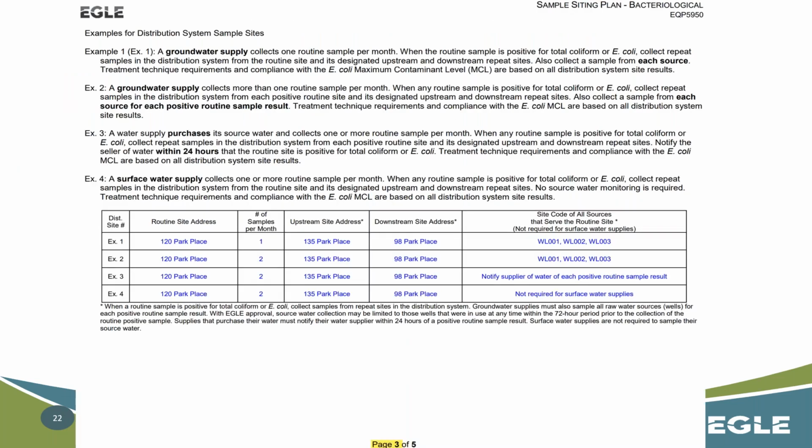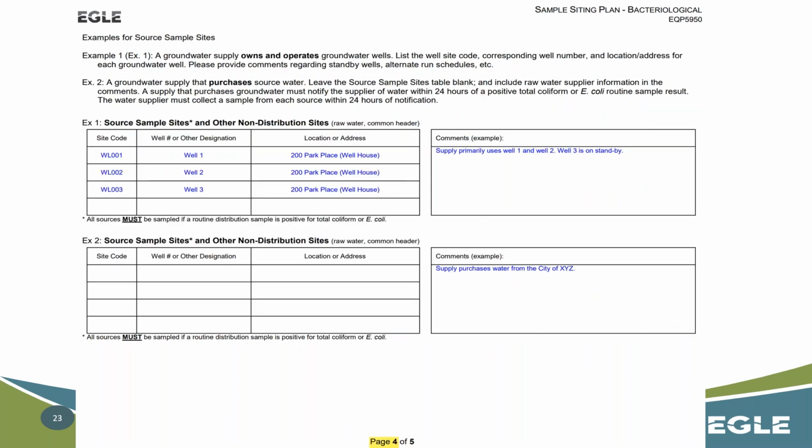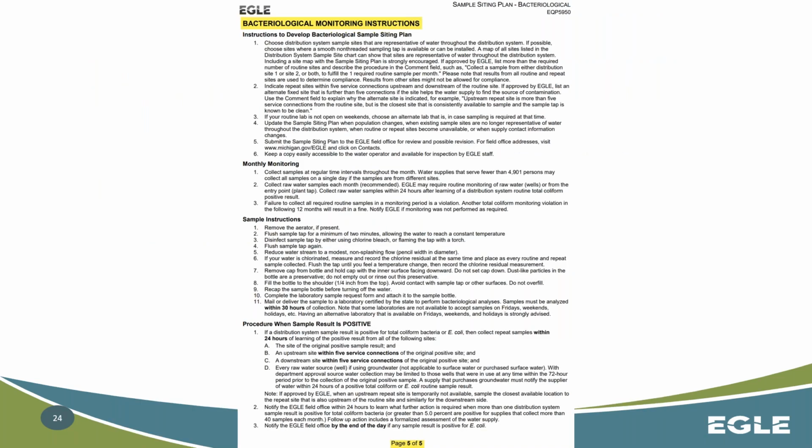All right, the last 3 pages give instruction and guidance. Our example was for a groundwater supply with their own wells. Page 3 gives example guidance on filling out the distribution system sample sites table on page 2 for other supplies such as surface water and supplies that purchase water. Page 4 gives examples and guidance for filling out the source sample sites table. And finally, the last page. This page is full of guidance on developing an SSP, monthly monitoring, sampling instructions, and what to do when a sample result is positive.